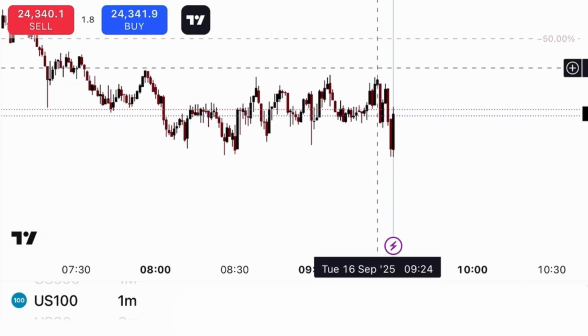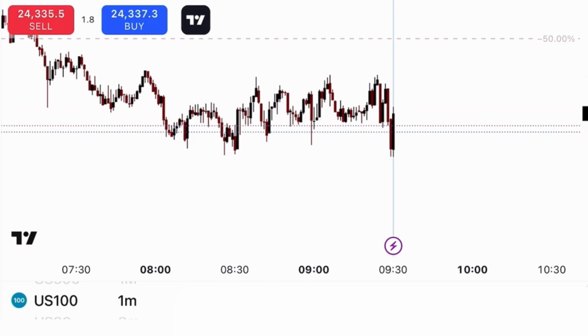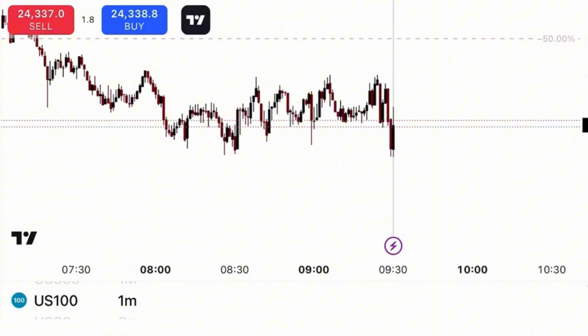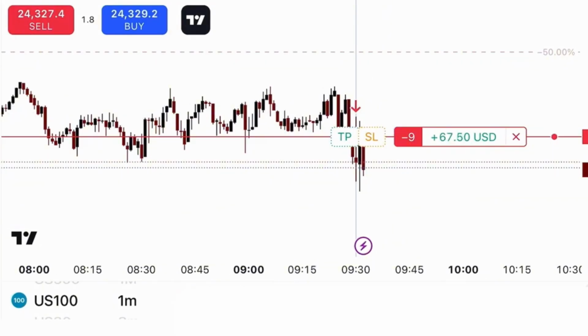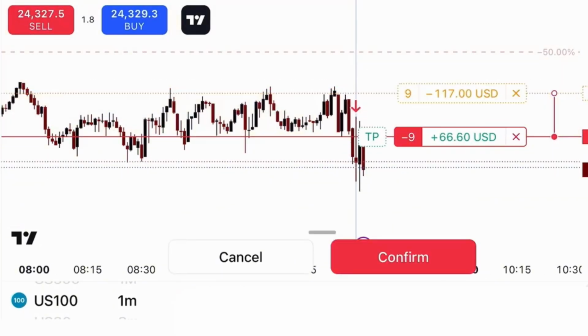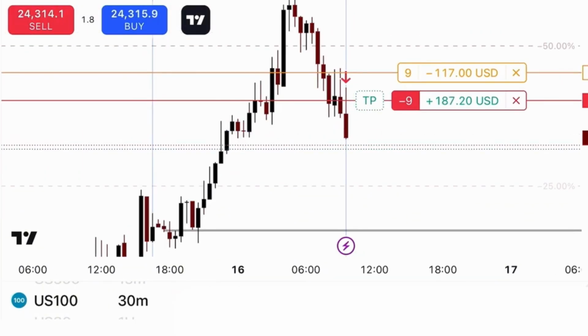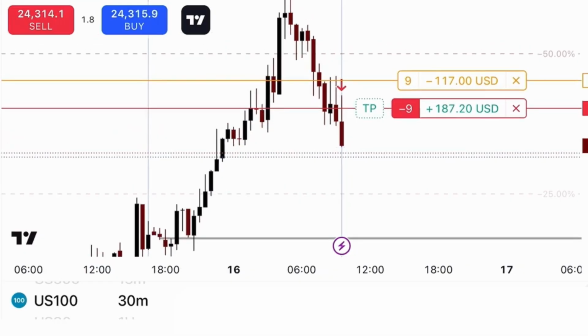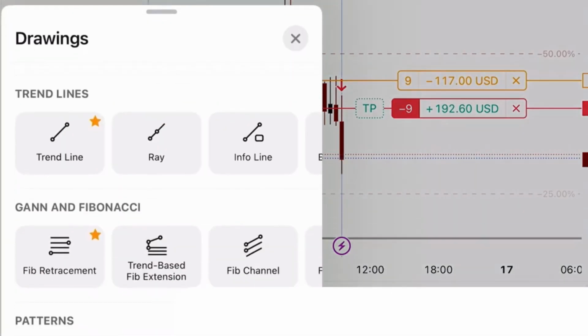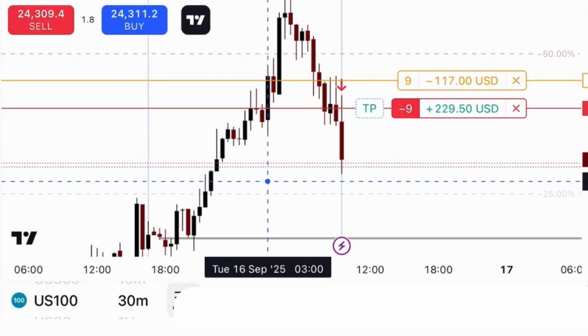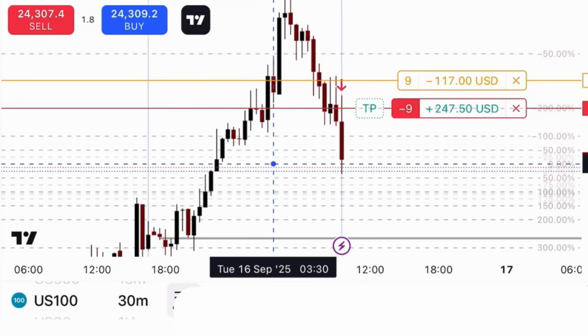So the price expanded down very aggressively, so I'm not going to wait for the price to take all those buy side liquidities that I talked about. I start selling the price right here, putting my stop loss above the order block. My take profit, just like I said, is the sell side liquidities down there, and I'm going to use Fibonacci to determine the exact level.